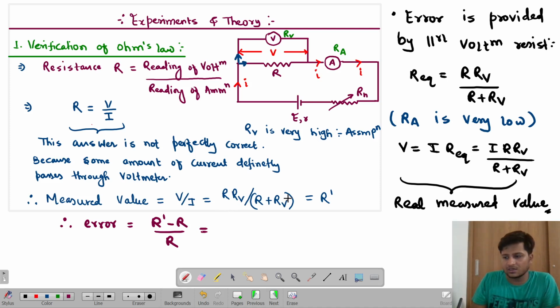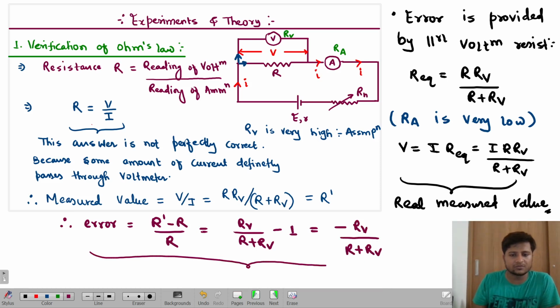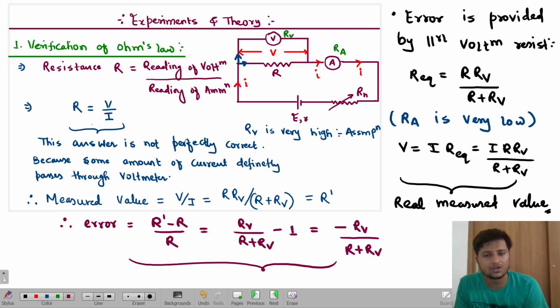So that is equal to how much? If I write R dash, I can take R common, something like that. So RV divided by R plus RV minus 1, if I take R common over here. Got it or not? So this will change to minus of R divided by R plus RV. So this is my error which is always present in the experiment of verification of Ohm's law, and it's a negative error.